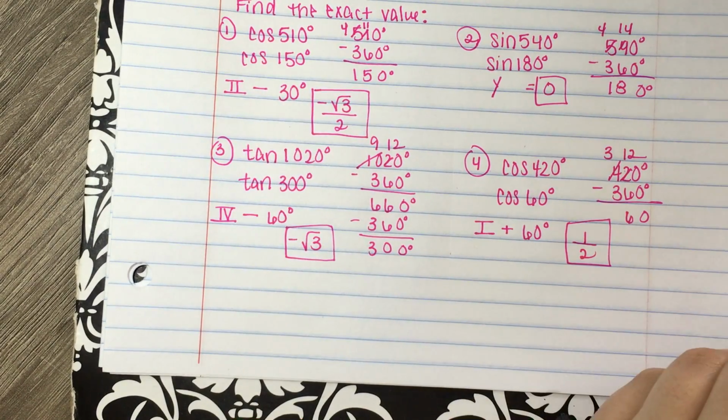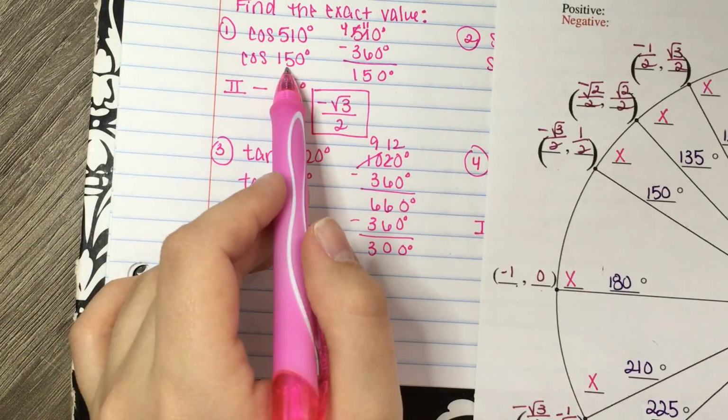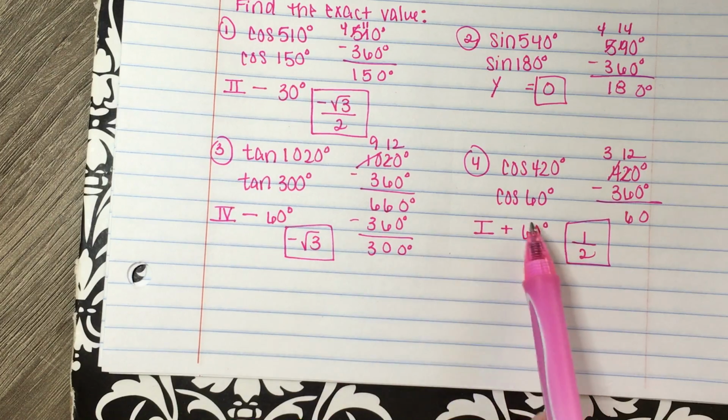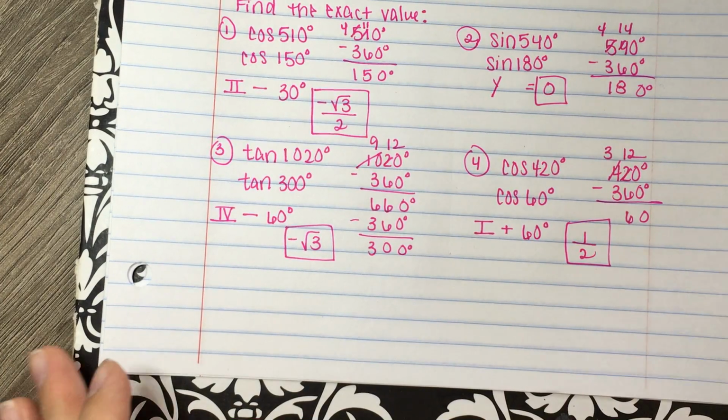All right. Now that's going to be it for our coterminal answers. If you'd like, you can double check with your unit circle. For example, cosine of 150, that should be your x coordinate. Tangent should be your y over x, and then here cosine, that is your x coordinate. Okay, so you can go back and double check your answers if you'd like.